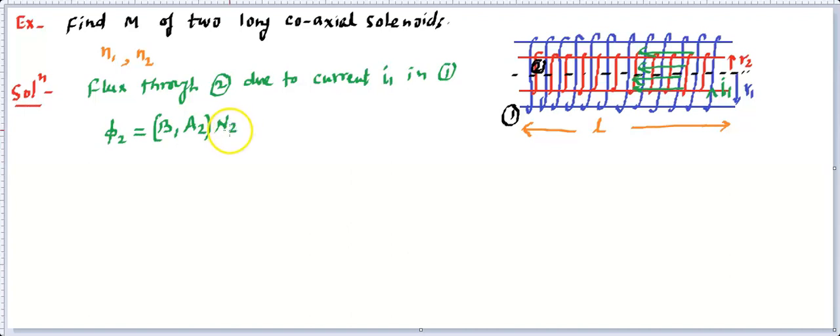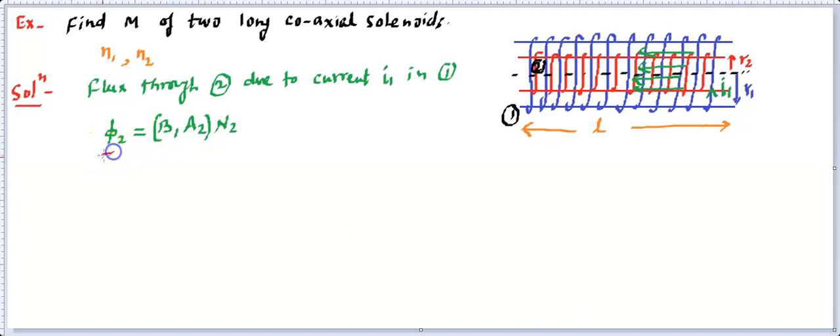n2 means the total number of turns of the second. Now this has to be understood. We are writing the flux passing through the second solenoid. The second solenoid will have a flux because of the field of the first solenoid. So we need to use the magnetic field of the first solenoid and multiply it with the loop area of the second solenoid. This becomes the flux passing through a single loop of the inner, or second, solenoid.